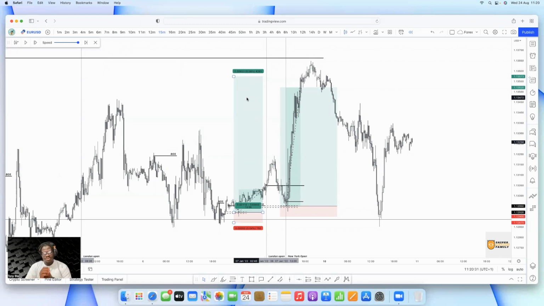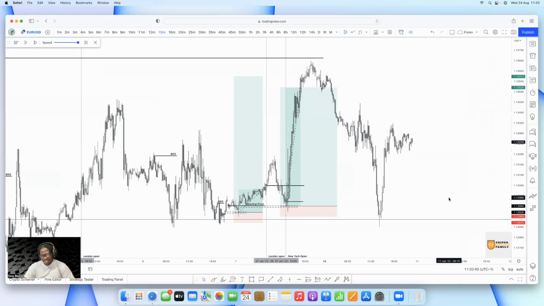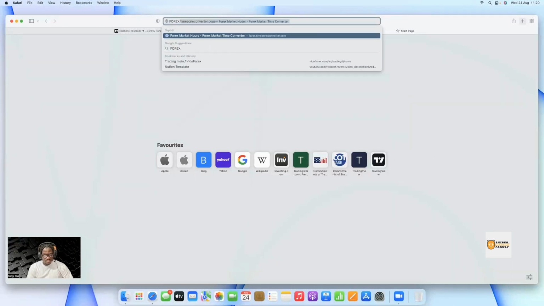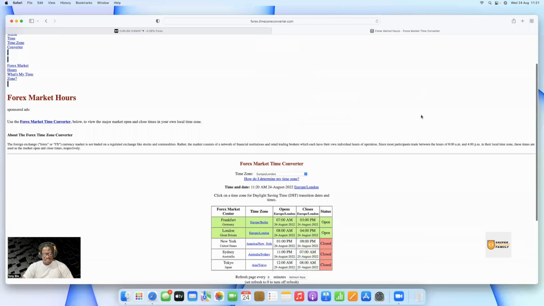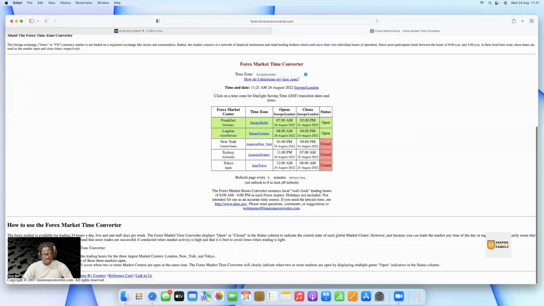Coach, what setting did you use that makes you mark the exact spot for London and New York session? I'm using London time because London time is the same as Lagos time. London is UTC+1, Lagos is UTC+1, so it's the same time for London and Lagos, right? And then I go to Forex time zone converter.com, and I change this to London. Once I click London here, it's going to give me London open is by 8 a.m., New York open is by 1 p.m.